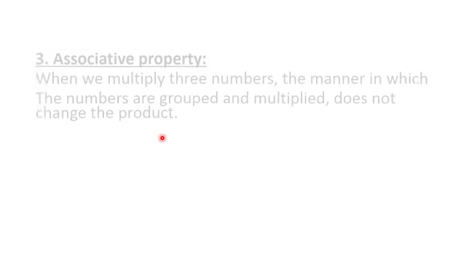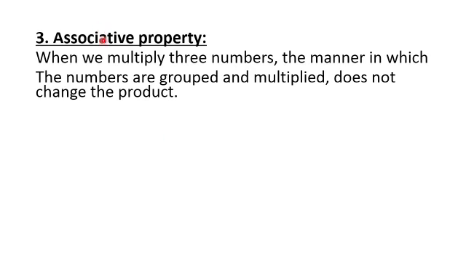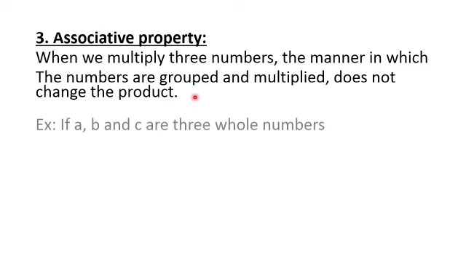The next property here is the associative property. As we know, for the associative property, how many numbers are we going to use, students? Three numbers, three whole numbers. When we multiply three whole numbers, the manner in which the numbers are grouped, you can group A and B, or you can group B and C, does not change the product. Your answer will remain the same.